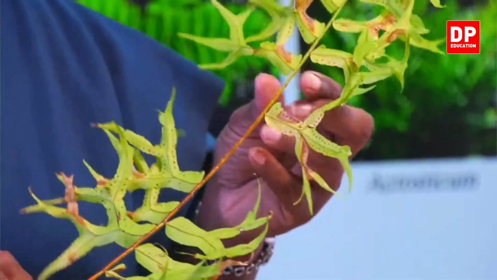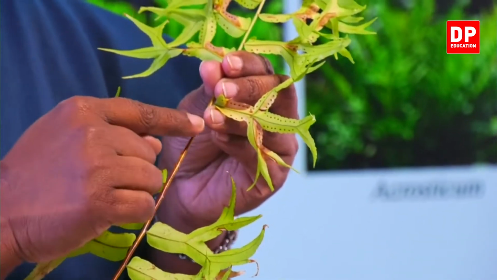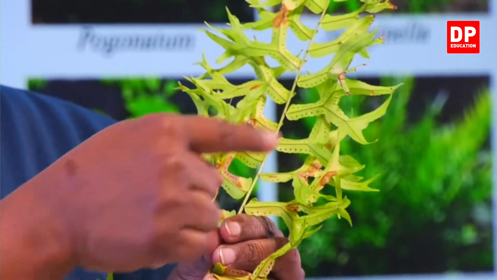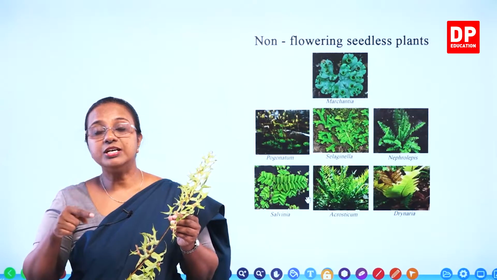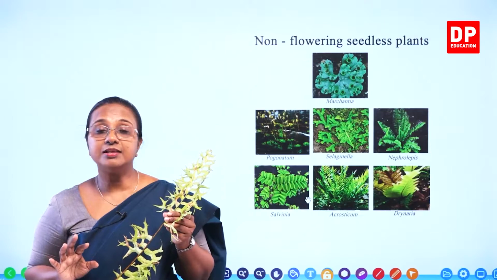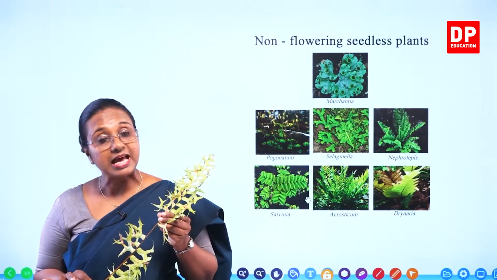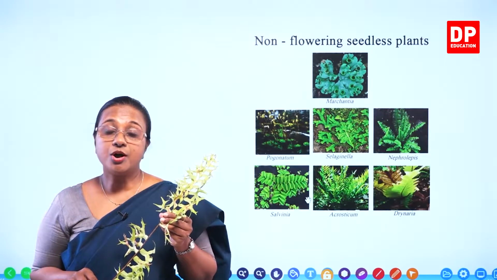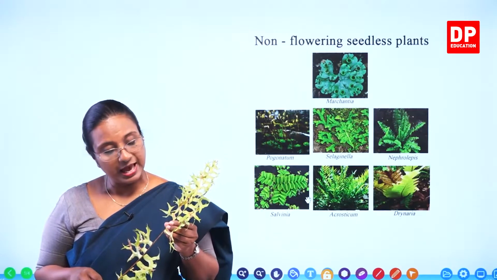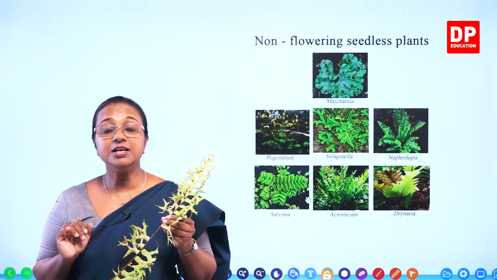So here, now you all can see clearly, students. These are the dots that you see here. Those are the spores in almost all the leaves. Here you can see around the shape of the leaf, you can see all the spores arranged. So those are the reproductive structures, reproduction by spores. Is that clear to you all now? So non-flowering seedless plants, they reproduce by spores, and spores are usually present at the bottom surface of the leaf.